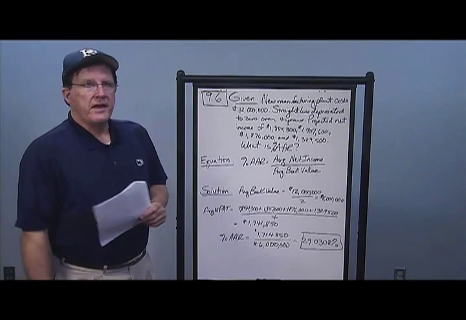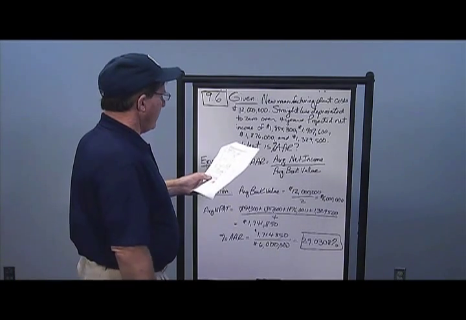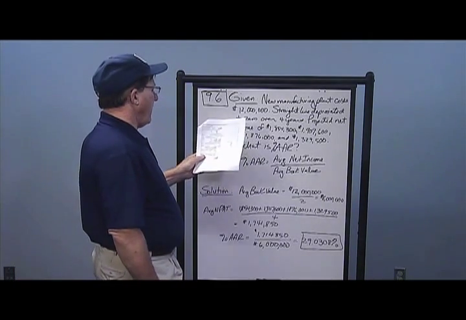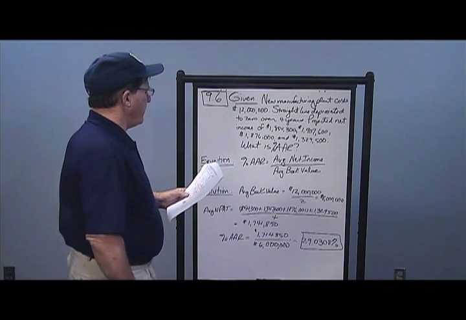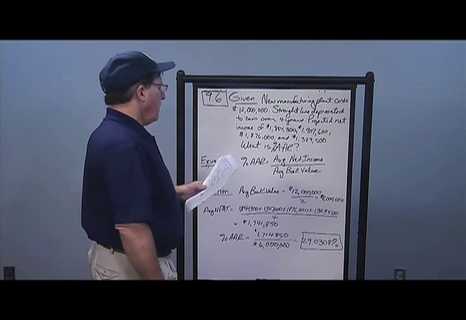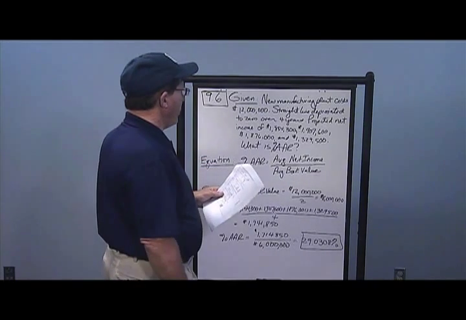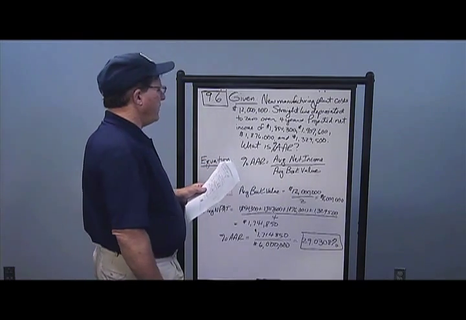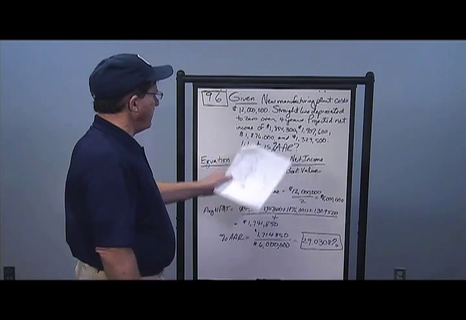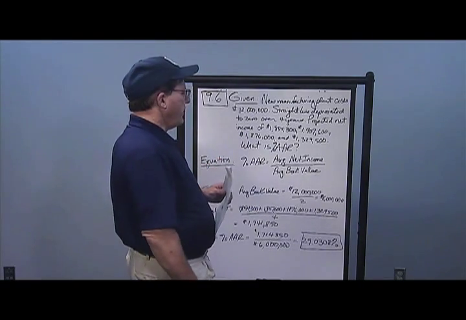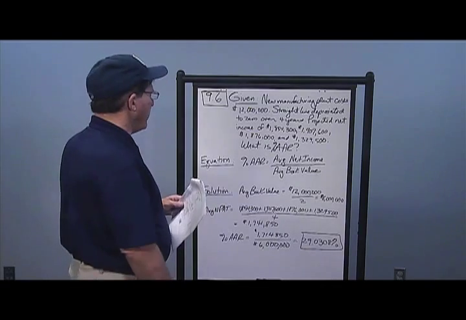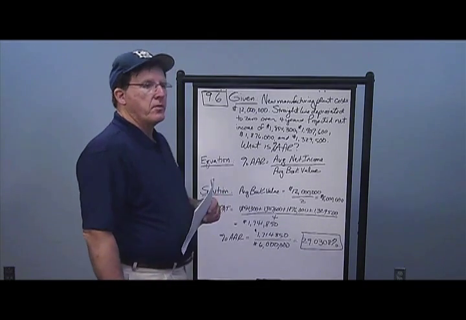In problem number 6, we have a new manufacturing plant costing $12 million, straight line depreciated to 0 over 4 years on the books. Projected net income is $1,854,300 in the first year, $1,907,600 in the second year, $1,876,000 in the third year, $1,329,500 in the fourth year. What is the AAR, average accounting return percent?